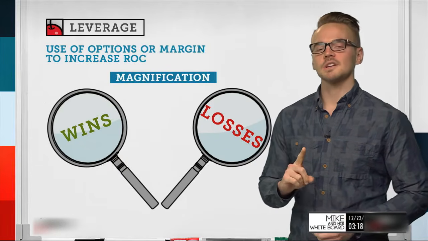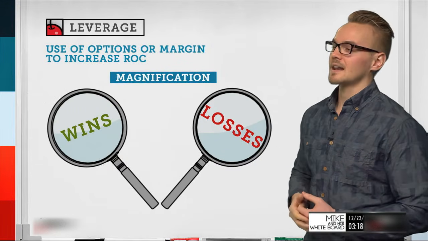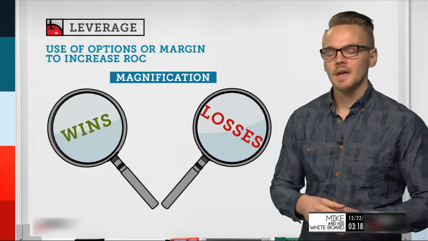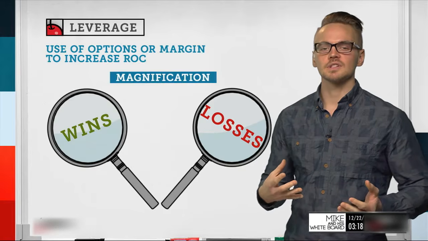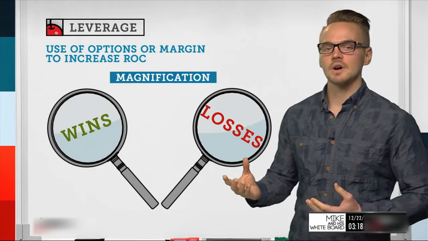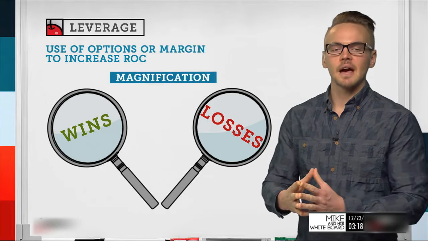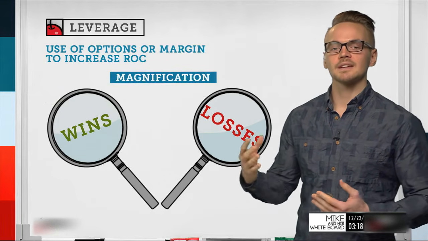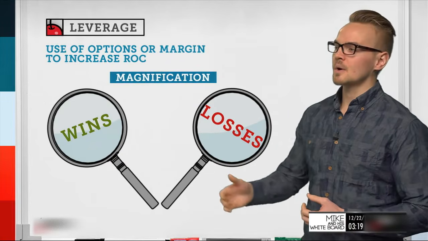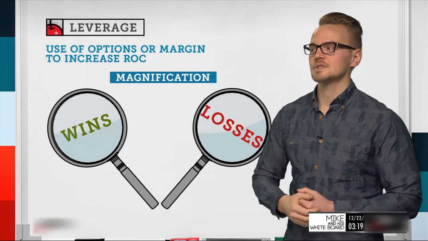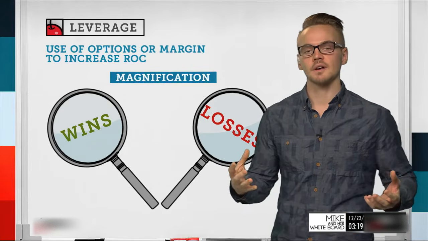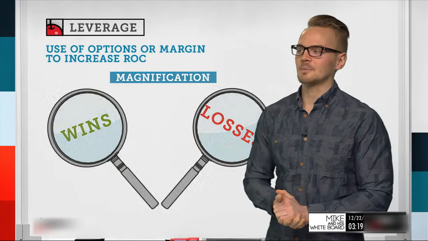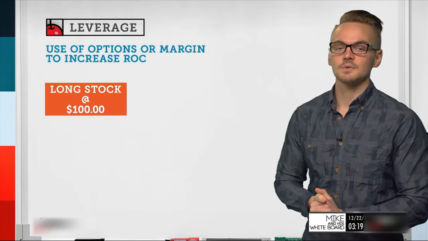The first thing to understand when we're talking about leverage is that it can magnify our wins but also magnify our losses. Anytime we're dealing with a leverage situation, and specifically with trading, we're talking about being able to put up less capital than required for a certain trade, which allows us to enhance our return on capital. So as you can see at the top here, the use of options or a margin account to increase return on capital is my definition of leverage. Let's go to the next slide, and we'll talk about a few examples.